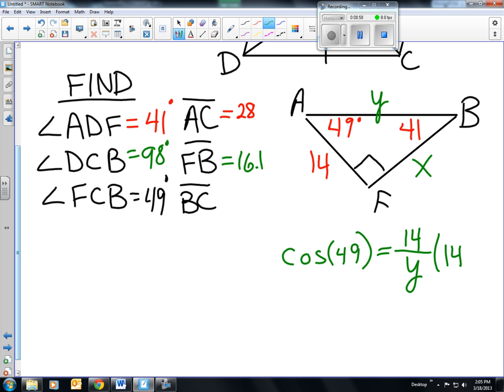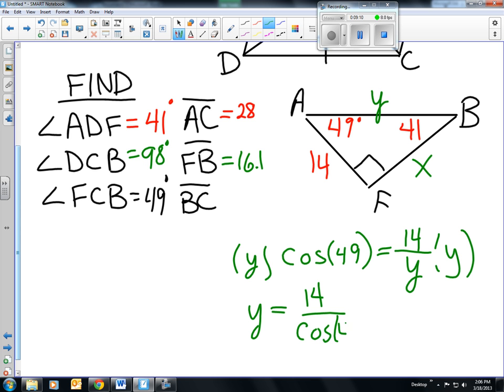So we're going to multiply by y on both sides, and then divide by cosine 49. So y equals 14 divided by cosine 49. And then y is going to equal 21.33, which we can substitute in for BC.